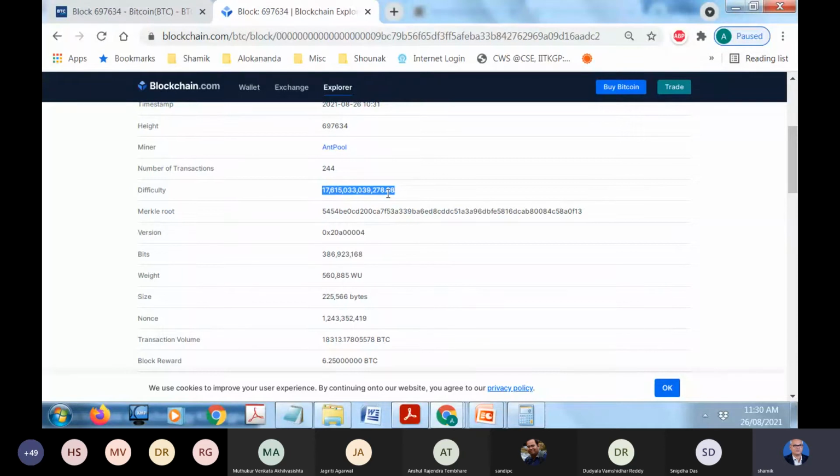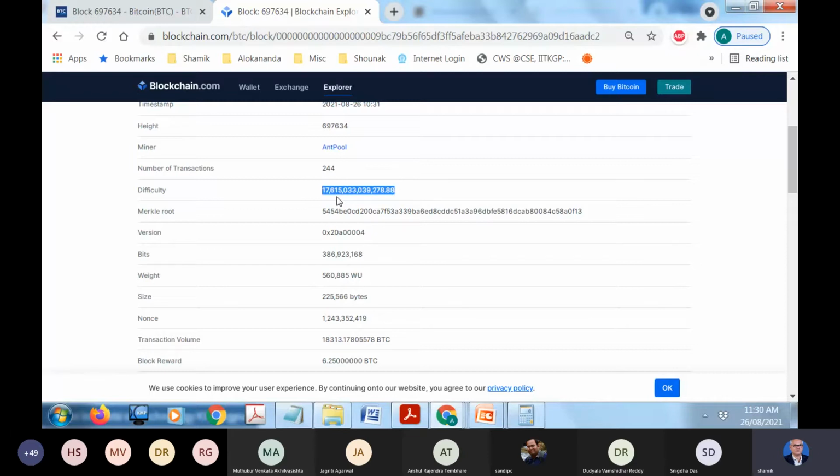But I just wanted to do the calculation here for you to understand how this difficulty is represented in this one, and this I could not have directly used for calculating the block hash. Okay, I used it from the btc.com site.